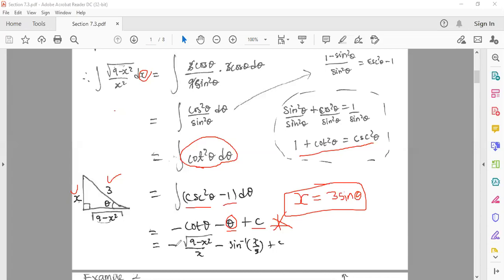Remember, there's a minus sign there. And then theta, you can make theta the subject directly again from the substitution that you made. Theta will just be arc sine, or sine inverse, of x over 3. And then very important, say plus c, because it's an indefinite integral.